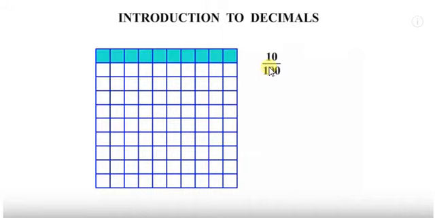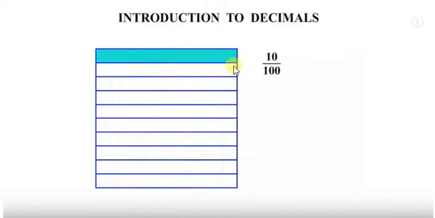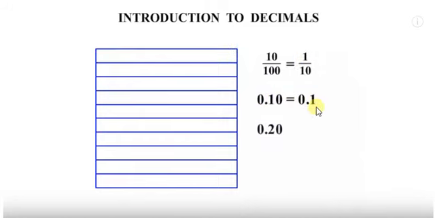This is 10/100. It is equivalent to this, and if this 10/100 is converted to a decimal, you obtain 0.10, and this will be 0.1. So 0.10 is the same as 0.1. Similarly, 0.20 is equal to 0.2. 0.30 is equal to 0.3.